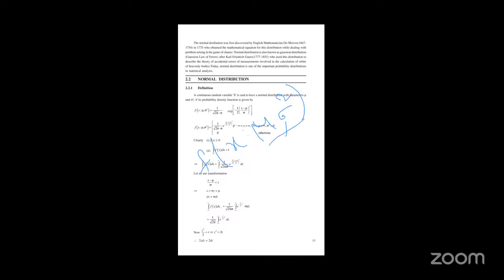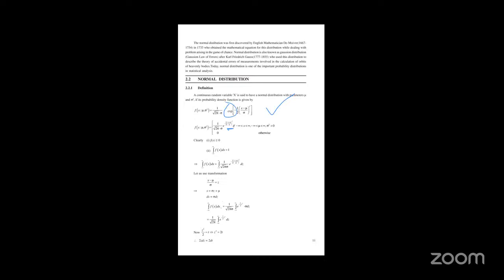So it is written as f of x; mu, sigma square is equal to 1 by root 2 pi into sigma, exponential, or else you can take e also, exponential minus 1 by 2 times x minus mu by sigma whole square. This is the f of x formula. I already told exponential can be written as e to the power.